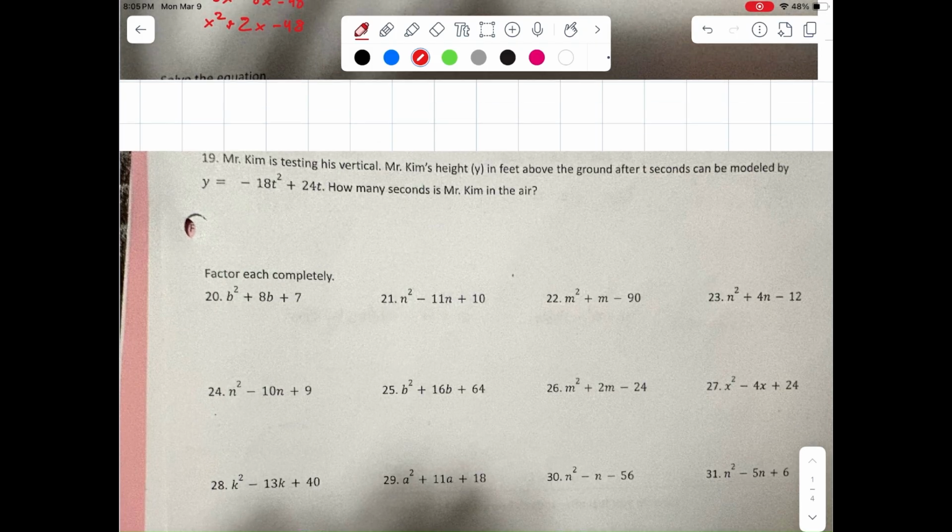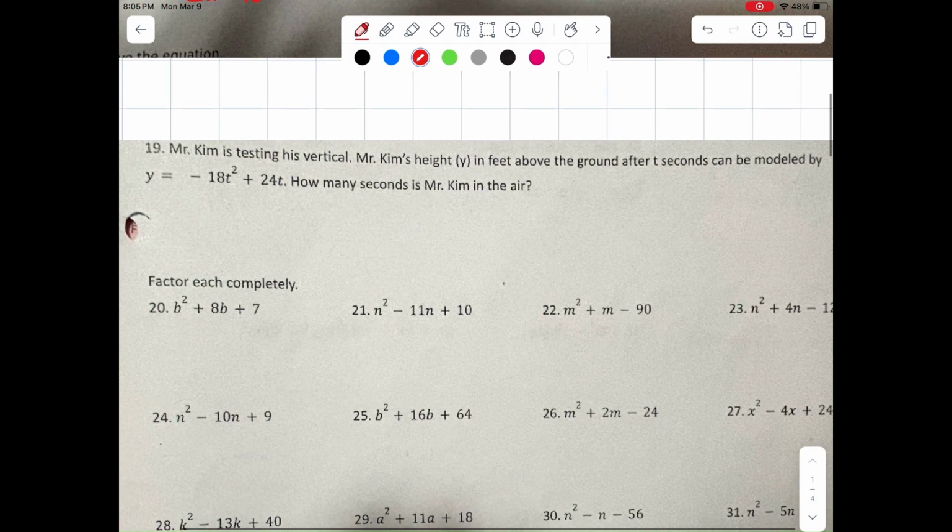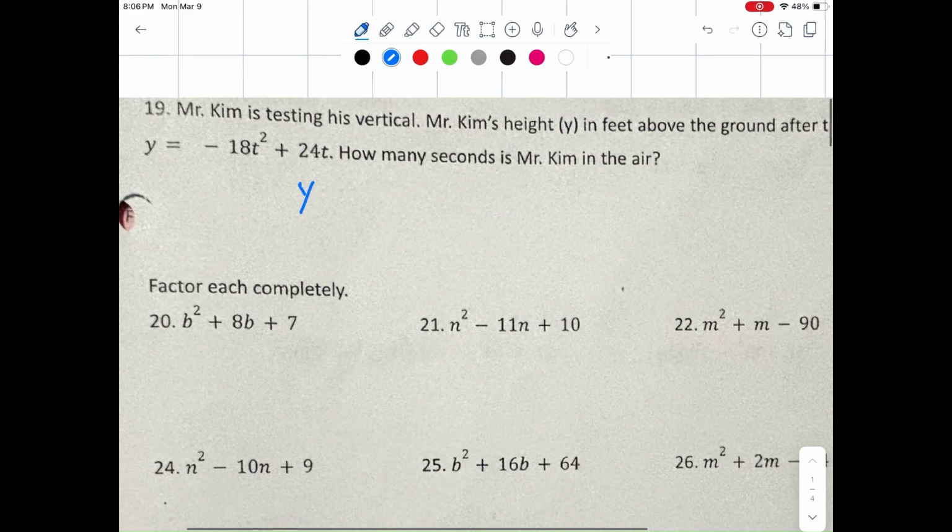Mr. Kim is testing his protocol. Mr. Kim's height, y, in feet above the ground after t seconds can be modeled by y equals negative 18t squared plus 24t. How many seconds is Mr. Kim in the air? Let me just think about this for a second. So we're given the function y equals negative 18t squared plus 24t.